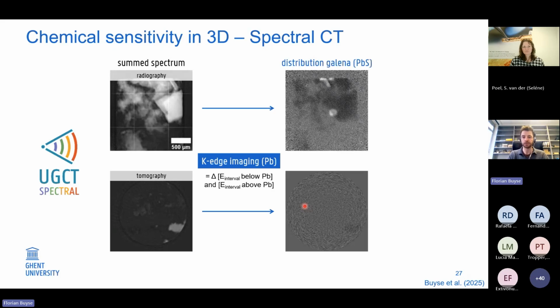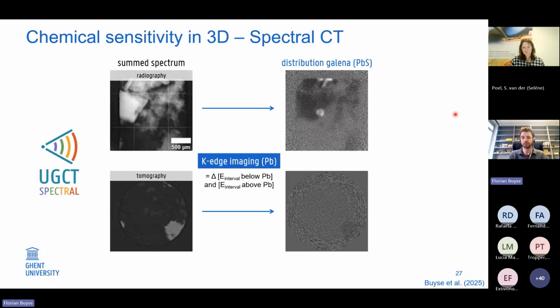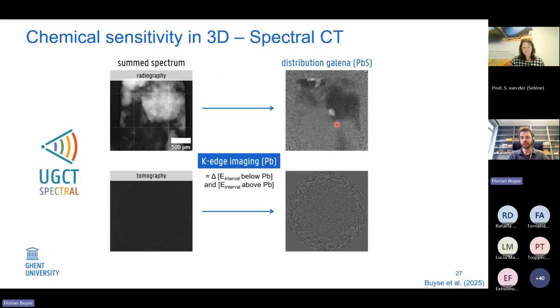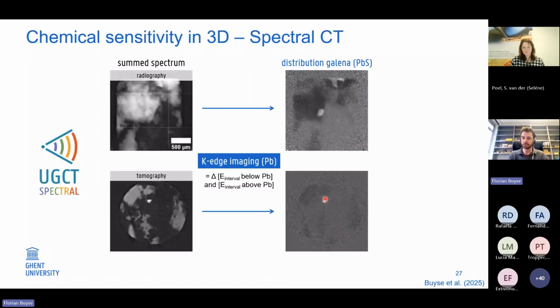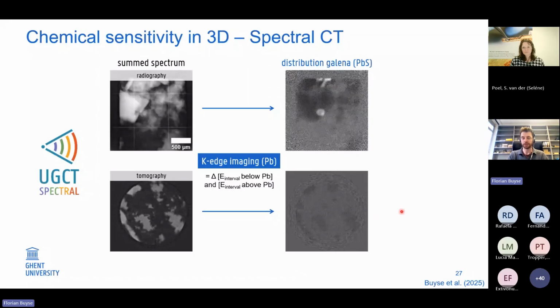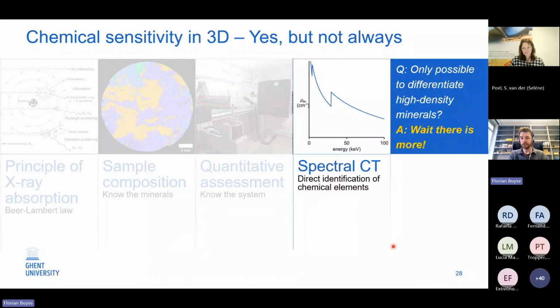Subtract them from each other to really recreate the distribution of the element maps, and in this case, the distribution of galena. You can see this in the radiographs, but also below, you can really see that it pops up in your tomographic images as well. So spectral CT, yes, there is a possibility of direct identification of chemical elements.